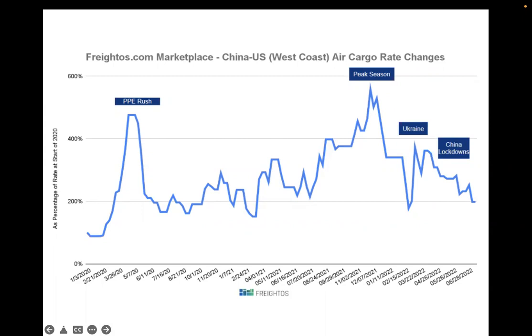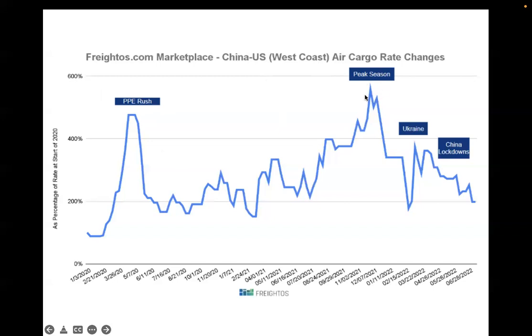You can see this number went up like crazy at the beginning of 2020, and then it goes down and goes up again. There are a few things here. Number one, this is a PPE rush. Does anyone know what that means? It's a personal protection equipment rush. That's at the beginning of the pandemic, when everyone is trying to get PPE, in particular healthcare workers. And later they have a peak season.